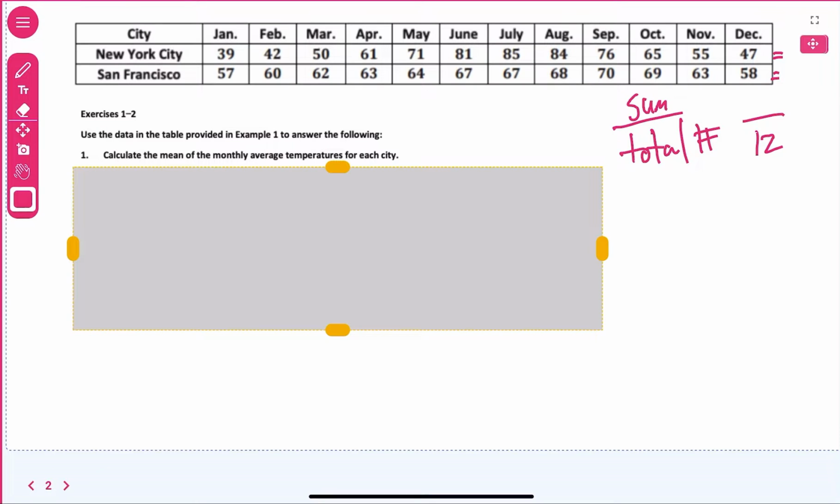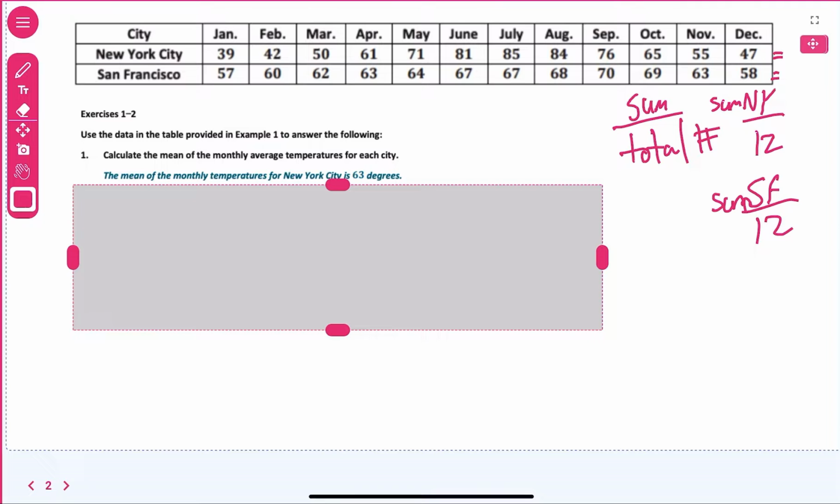And so we just have to add up all of New York City. So let's say New York. And then we'd have San Francisco. All of them added up, so let's call them the sum of New York and the sum of San Francisco, divided by 12, or the total number. So when we do that, we would get 63. Okay, that is the average temperature.